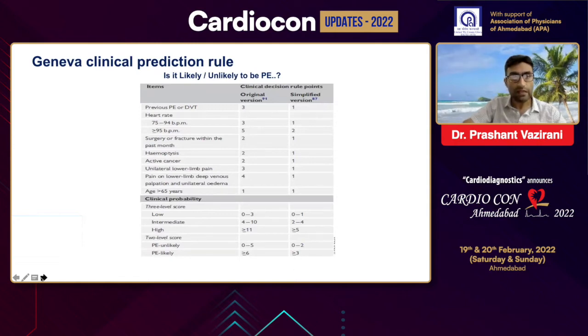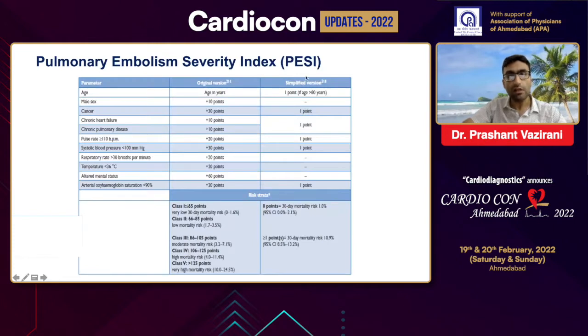What I would more commonly like to discuss is the PESI score, the pulmonary embolism severity index, which should be measured in all pulmonary embolism patients. You get 1 point if the age is more than 80, 1 point for cancer, 1 point for either CHF or pulmonary disease, 1 point for tachycardia, 1 point for hypotension, and 1 point for saturation less than 90. If you have any 1 point, then your 30-day mortality is going to be 11%.